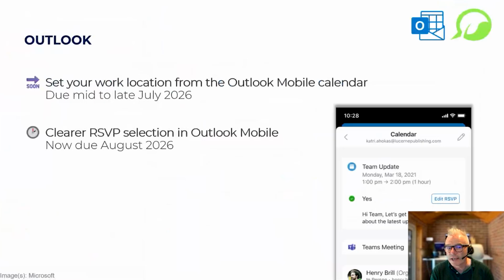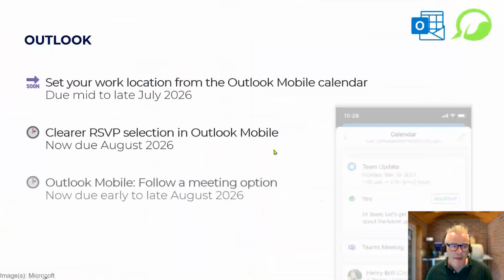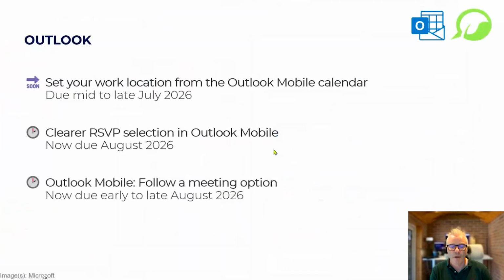Clear RSVP selection in Outlook Mobile. I've talked about this before, but it's a little bit delayed. There you go, there's my RSVP. I said yes. I can edit it easily. That is definitely clearer in Outlook on mobile.